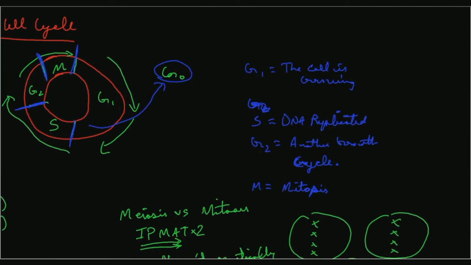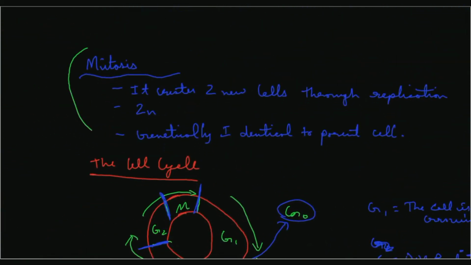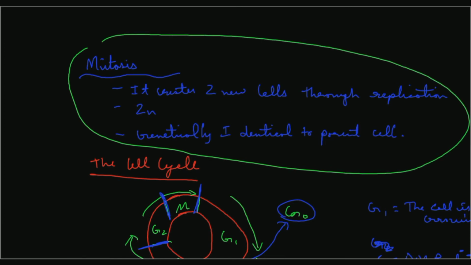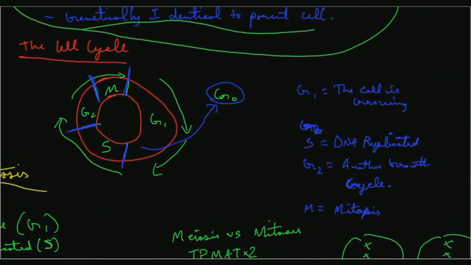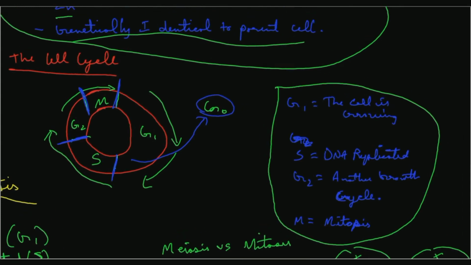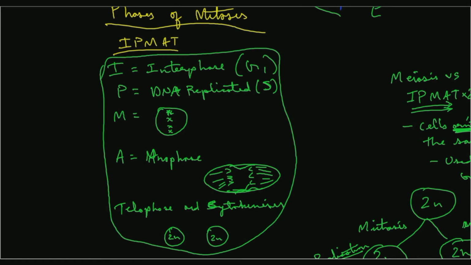Alright, and the cell cycle. Let me go ahead and label out whatever you need to know. So mitosis, you'll need to know that it creates 2 new cells. It's 2n. It has all of the DNA basically, and the parent cell and the daughter cell are genetically identical. The cell cycle, all of the stages, and the checkpoints in each of the stages. The phases of mitosis, you need to know a basic overview of what the stages are. And also, I would memorize this, IPMAT.